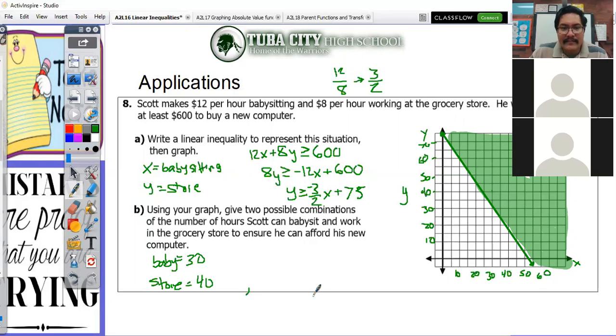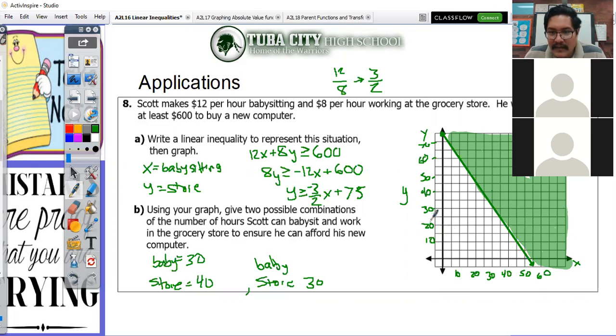So that works out. But maybe because of COVID the store might have limited hours, so they don't want to stay open all day or whatever, limit the number of hours that people are working. Maybe they're going to cut it down to 30 hours. And the babysitting, how much would he have to work then?